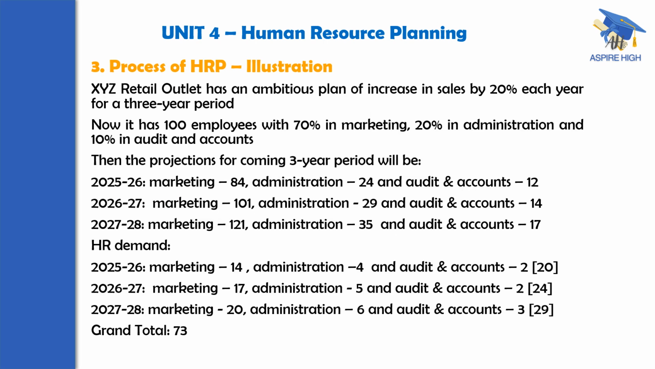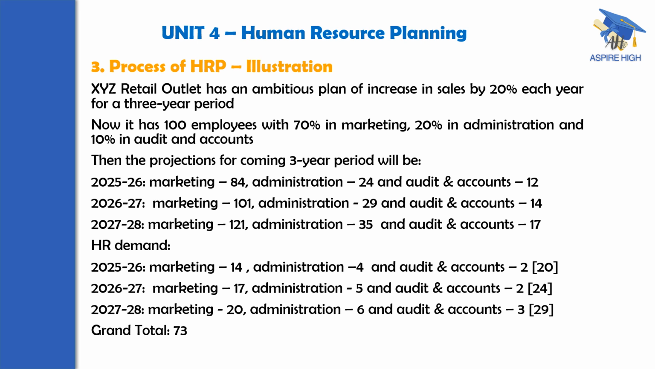Now the process of HRP is going to be explained with an illustration. In the 20 marks question, we are always asked to write the process of HRP with an illustration. So let us have this: XYZ retail outlet has an ambitious plan of increase in sales by 20% each year for a 3-year period. So when the sales are increasing by 20%, that is, 100 is becoming 120, it has an expectation of employee requirement also proportionately. So 100 will become 120, 120 will become 144, 144 will become 173. That is the sales increase.